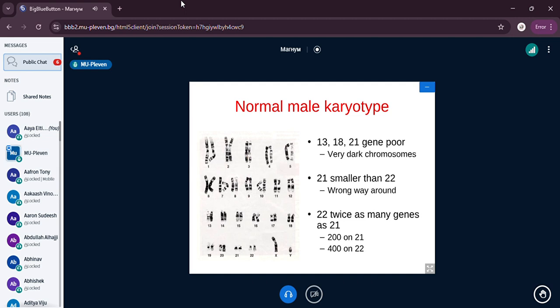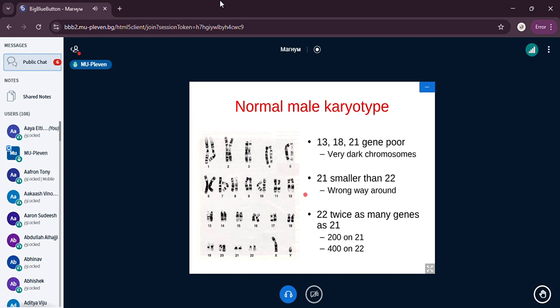So the pattern of banding serves for identification of the chromosomes, and also for identification of any structural changes, duplications, deletions, and numerical abnormalities like hyperzoomy, hypozoomy. And this is a normal male karyotype, and those chromosomes that are stained darkly are considered gene poor because the dark stained material is heterochromatin. The light part is euchromatin.